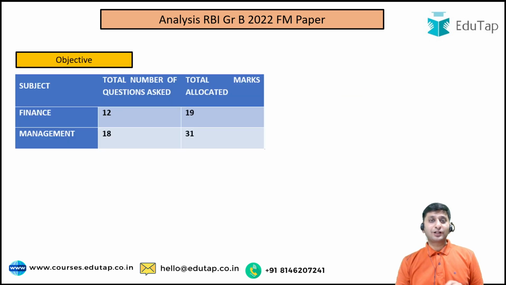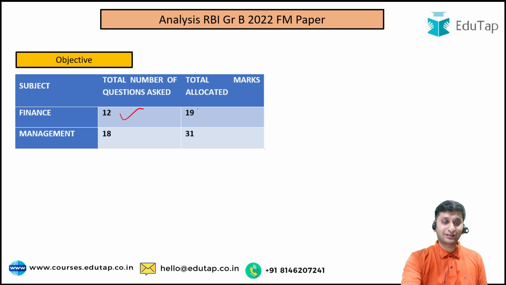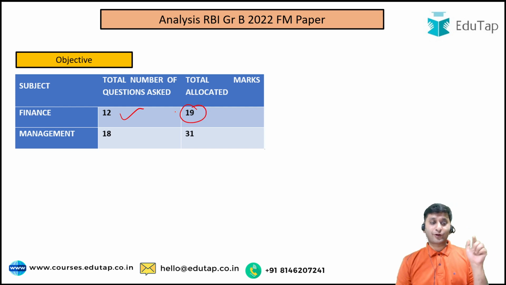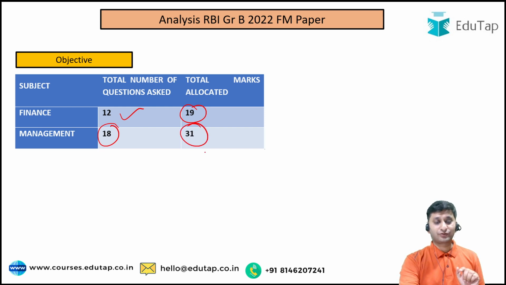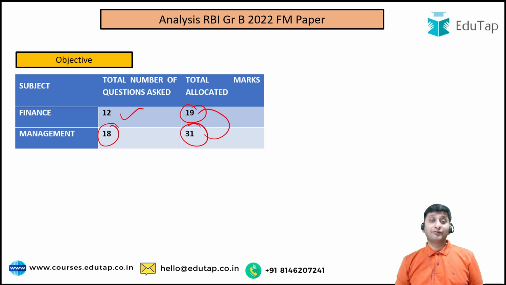Now if I talk about the objective paper, इस बार थोड़ा सा एक I would say there was a surprise because normally finance used to have higher weightage, somewhere around 28 to 30, and management used to be around 20, 22. But this year the pattern reversed. The total number of questions from finance were 12, worth 19 marks, whereas from management there were 18 questions worth 31 marks. So this is a complete reversal from the trend that was being observed in the last 3 to 4 years.